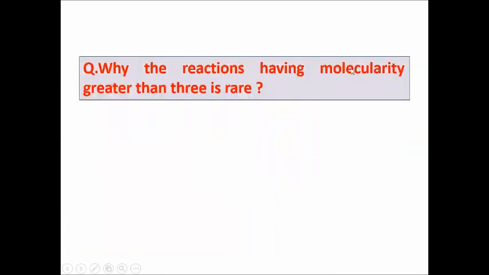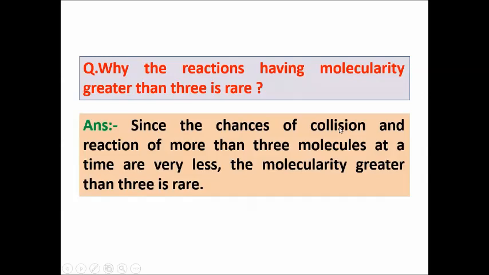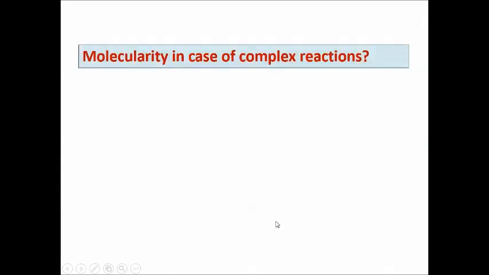Why are reactions having molecularity greater than 3 rare? Since the chances of collision and reaction of more than 3 molecules at a time are very low. That's why molecularity greater than 3 is rare. We have very few reactions with molecularity 3 or greater than 3. 3 is there, but greater than 3 it is less. Molecularity in the case of complex reactions, how can we explain?